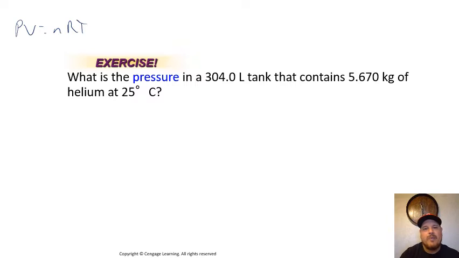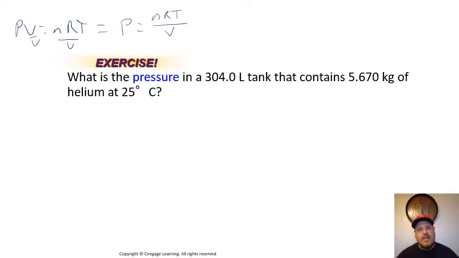Now let's see what we've got. First and foremost, we don't have pressure, because that's what they want to know. So we're going to manipulate this equation so that it is equal to pressure. I'm going to divide both sides by volume. Pressure is equal to moles times the universal gas constant times temperature, all divided by volume. Pressure is the only thing that we don't have.